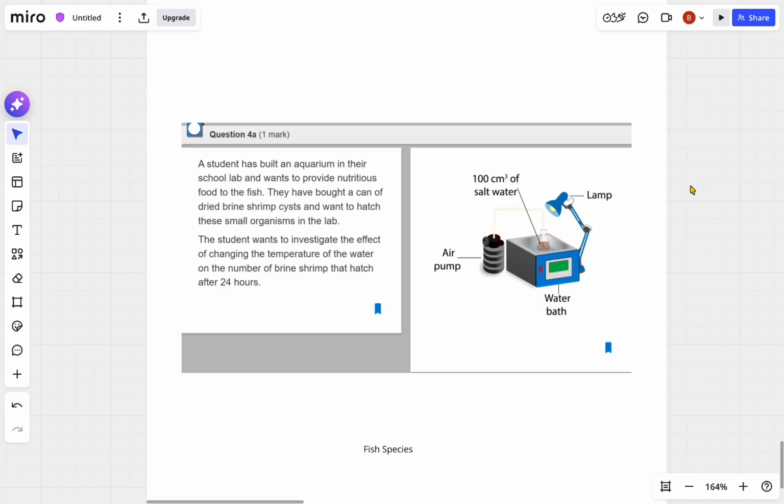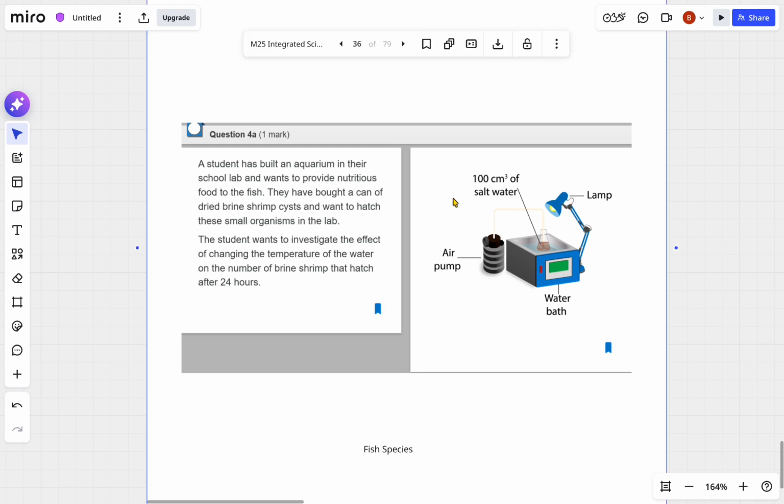But in question 4a, let's just read the question. A student has built an aquarium in their school lab and wants to provide nutritious food to the fish. They've bought a can of dried brine shrimp cysts and want to hatch these organisms in the lab. The student wants to investigate the effect of changing the temperature of the water on the number of brine shrimp that hatch after 24 hours.